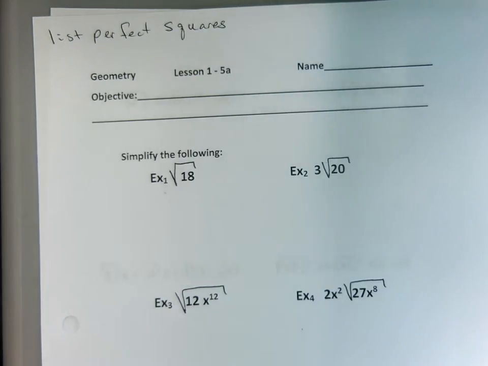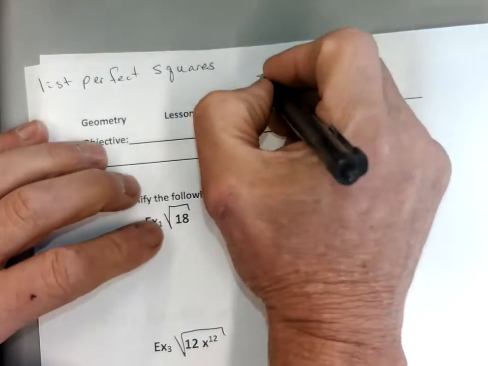Okay, so today's date. Oh, it's Valentine's Day, yeah.